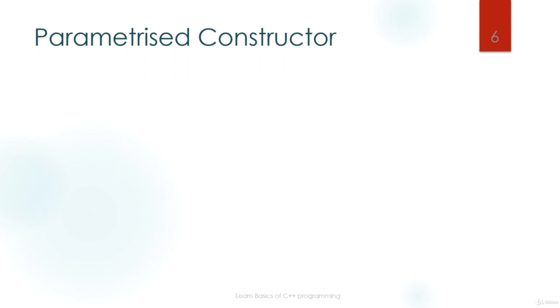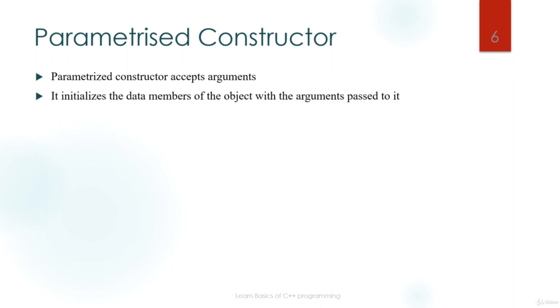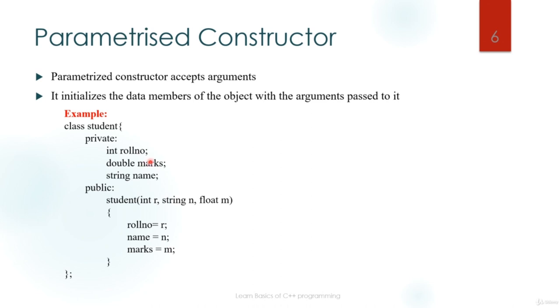Parameterized constructor. As the word indicates, it is going to accept arguments. It is going to initialize the data members of the object with the arguments that are passed to it. Here is the example of the parameterized constructor. The data members are declared under private and the constructor is created. Which type of constructor? The parameterized constructor, and three different parameters are passed. Here, the variable r is going to assign the value to the data member roll number. Next, the string n is going to assign the value to the name, and m is going to assign the value to the marks.